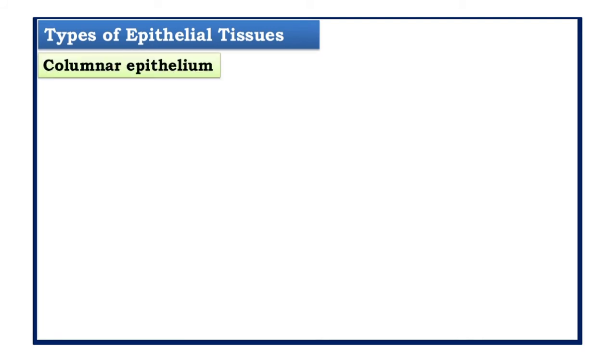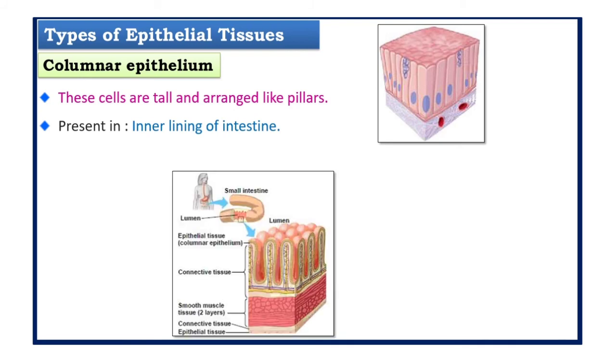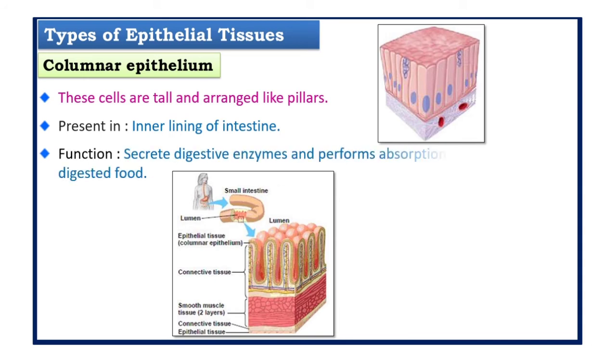Next are the columnar epithelium cells. These cells, as the name suggests, are tall and arranged like pillars or columns. They are present in the inner lining of the intestine. Generally, if you see the intestine, it has villi-like structures or small finger-like projections. They help in absorption and they increase the surface area.